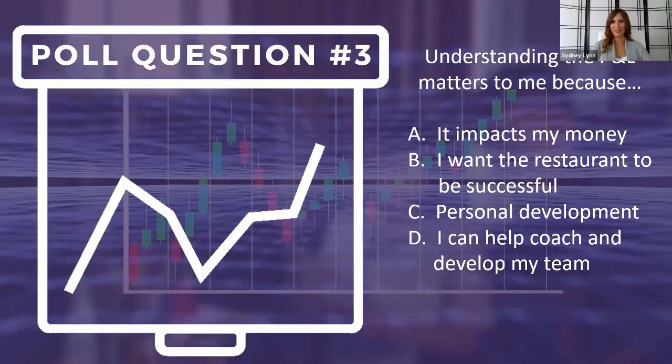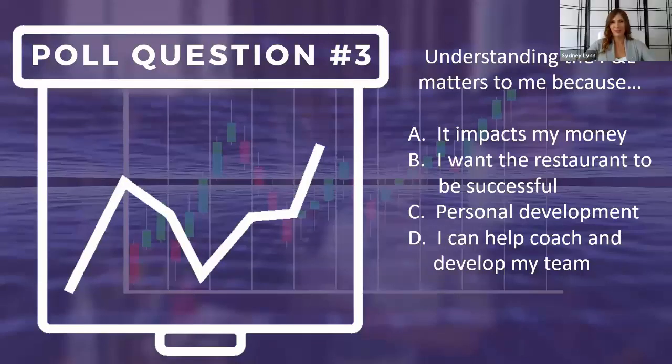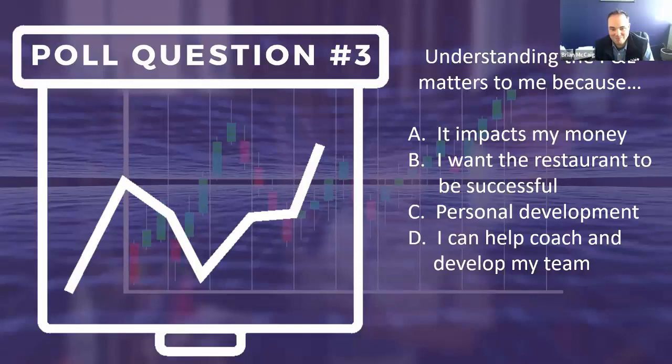Well, I think that last one's why we did this one, right? All right, it's a close race between two. I'm wondering if you can guess which two, Sid. I want the restaurant to be successful. You got one. And impacts my money.